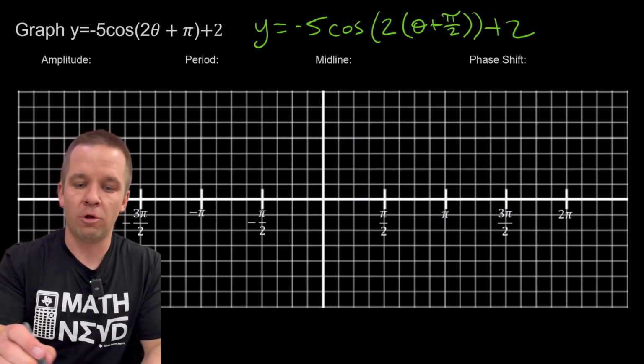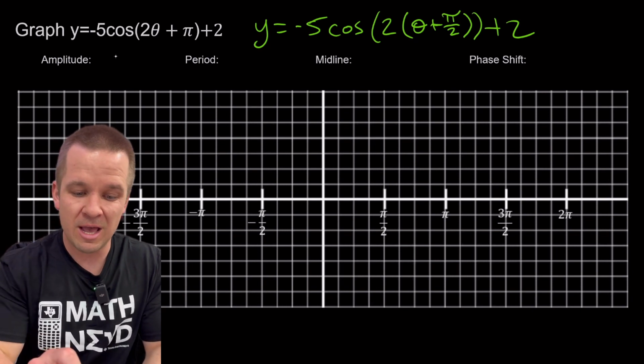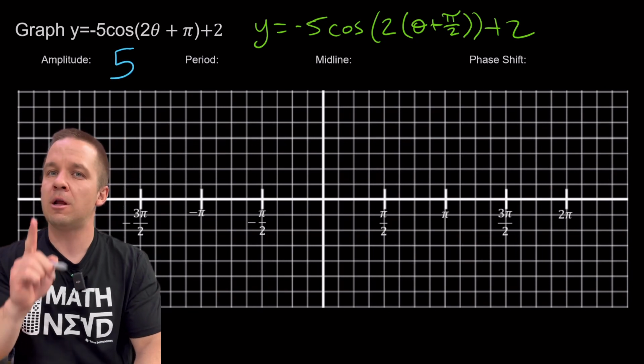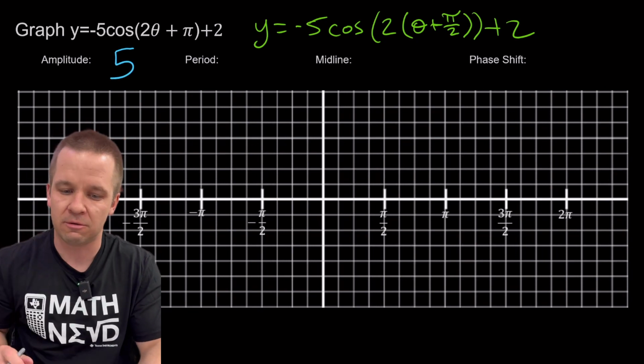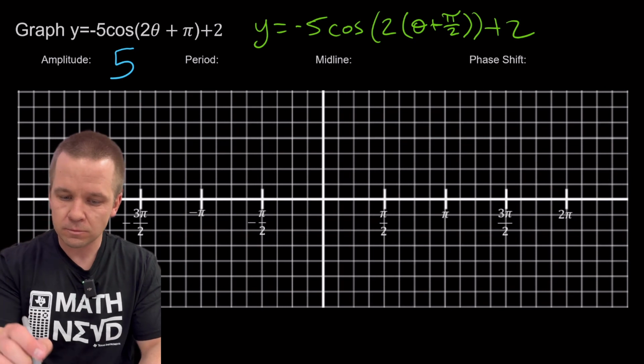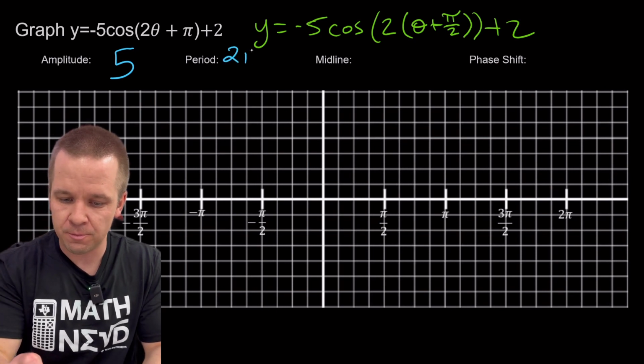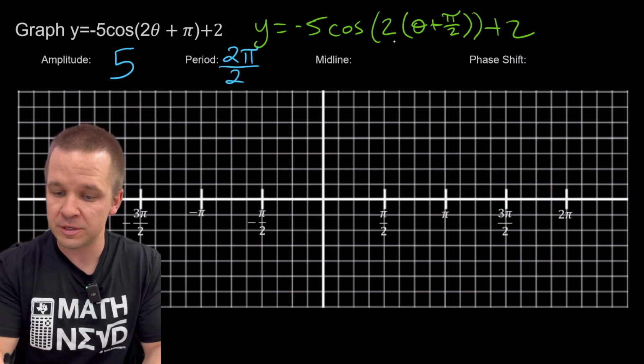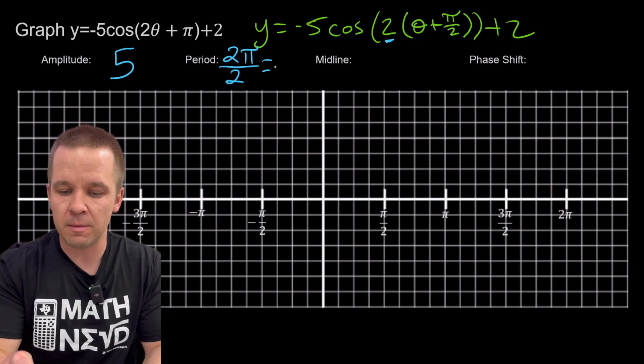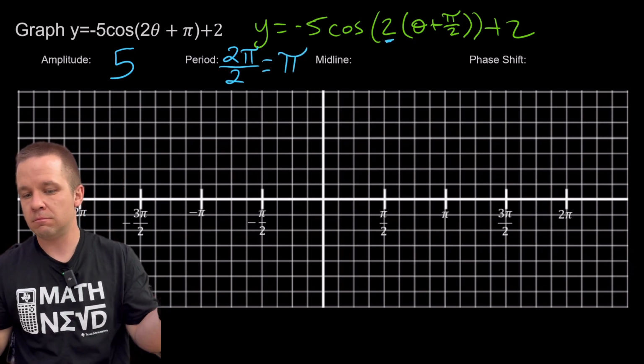So now I'm ready to put down some information. My amplitude here is 5. We'll deal with the negative in a moment when we're graphing, but the amplitude's still 5. What about my period? Well, my period is normally 2 pi. So if I divide by 2, this is the period multiplier right here, it'll give me my period. So we get pi.